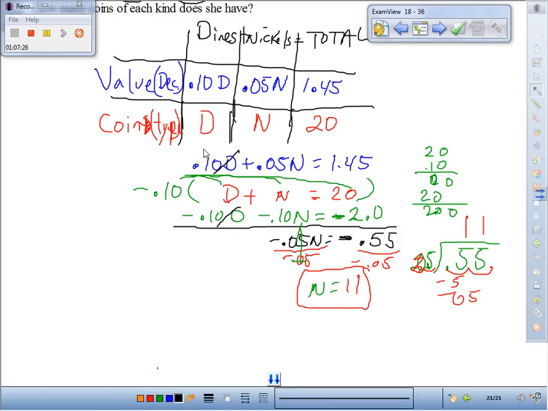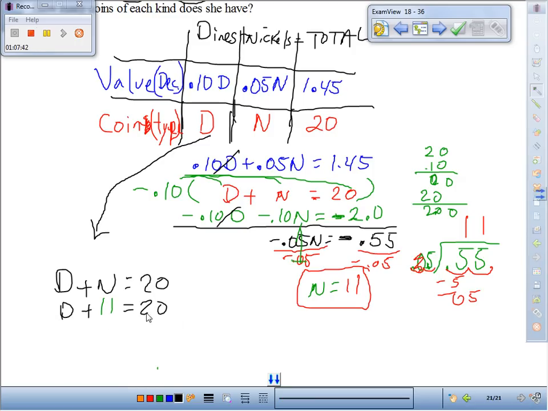So from there, I'm going to write my equation here that tells me how many coins of each type. Dimes plus nickels equals 20. We know that there's 11 nickels. I bring everything else down and solve for D. Subtract 11, subtract 11. So how many dimes? 9.